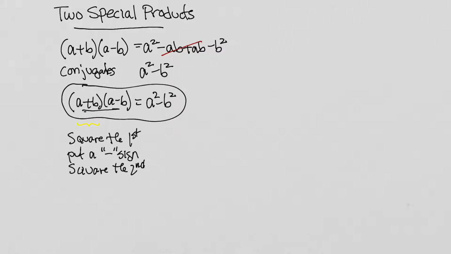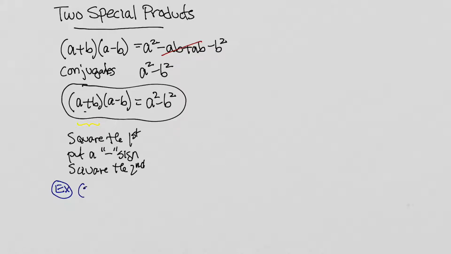When you multiply these out, what do you end up with? Look at this. Here's the first. You square it. Then you put a minus sign. Now the minus comes from positive times negative. And then you square the second. So square the first, put a minus sign, square the second. Now here is a quick little example.